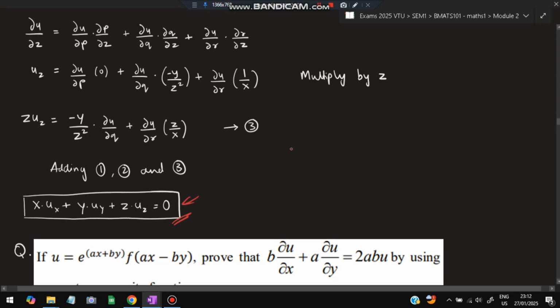In partial differentiation, these are the steps you need to follow. First you need to look at what the question is asking and you have to get those terms.